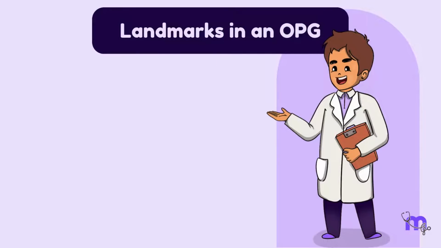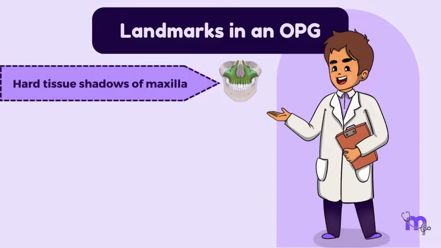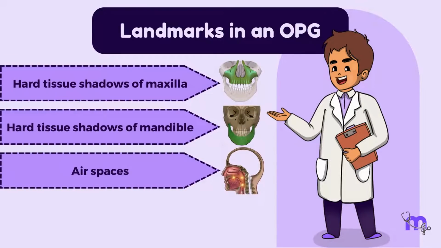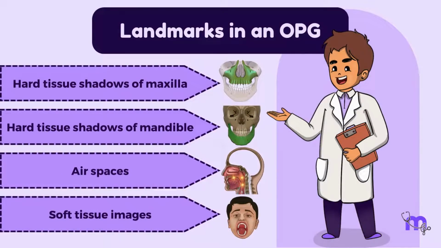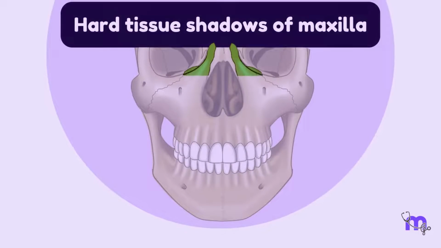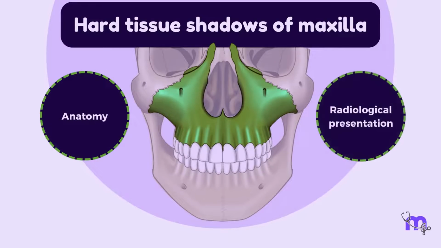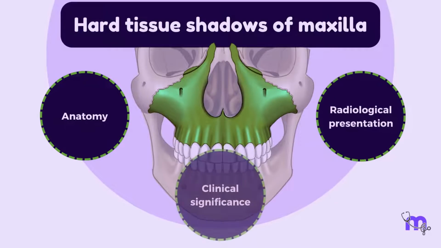Landmarks in an OPG are categorized into hard tissue shadows of the maxilla and mandible, air spaces, and soft tissue images. Let us begin with the hard tissue shadows of the maxilla. In this segment, we will discuss the anatomy, the radiological presentation, followed by the clinical significance.